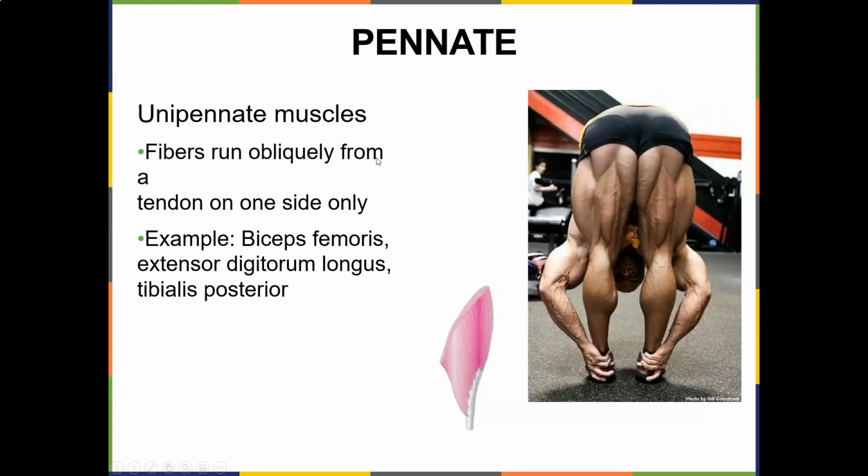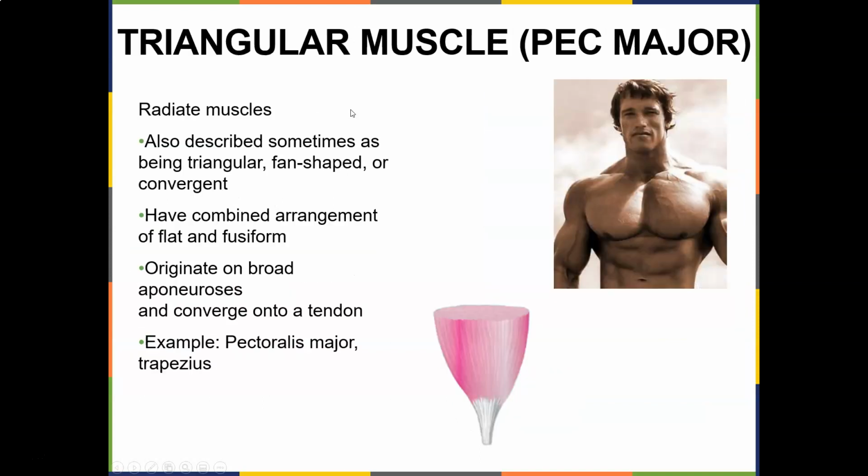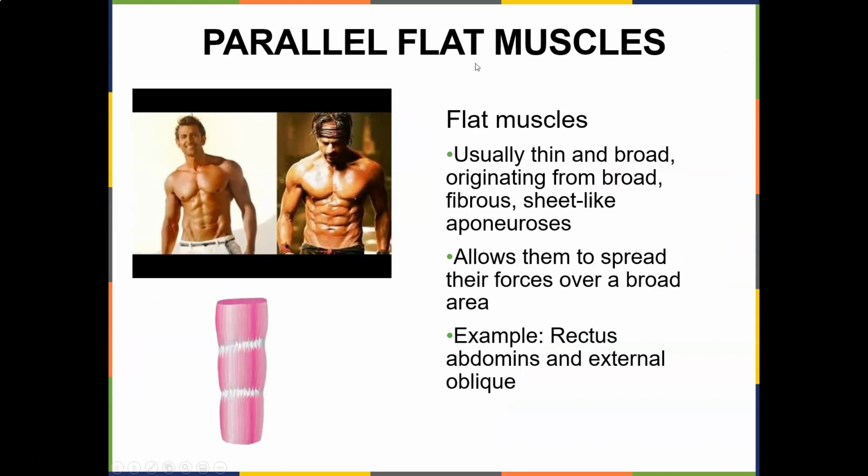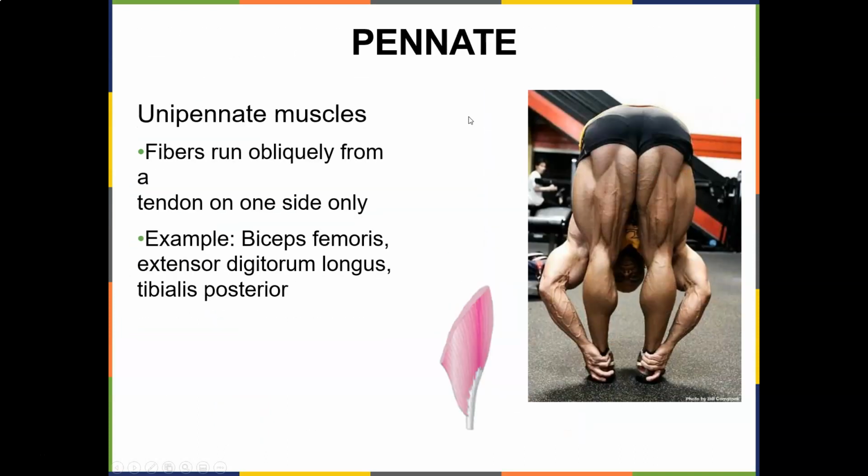Alright, so we talked about parallel sphincter, parallel radiate, parallel fusiform, parallel flat. But now you go into the pennate, and so let's go into unipennate first. Fibers run obliquely from a tendon on one side only. That's the biceps femoris, extensor digitorum longus, or tibialis posterior.